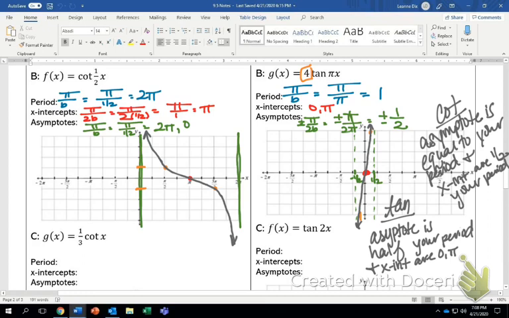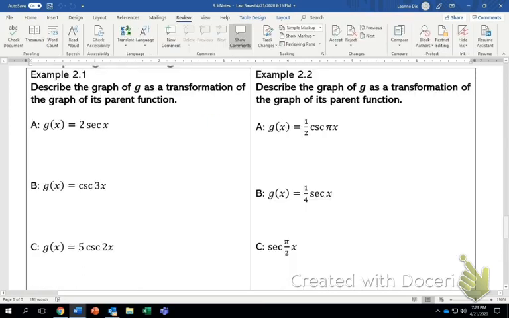All right, so then the last example is going to be something we've done before, which is transformations, and we're just describing the transformation of a graph from its parent function. All right, so the final example is describe the graph of g as, yeah, I made them all g's, good for me. Describe the graph of g as a transformation of the graph of its parent function. So this is just describing what transformation is happening. So in 2.1a, we have 2 secant of x. This is going to be our a position, so it is a vertical stretch of 2.